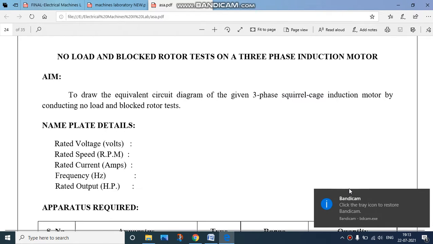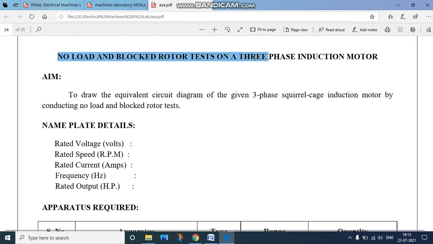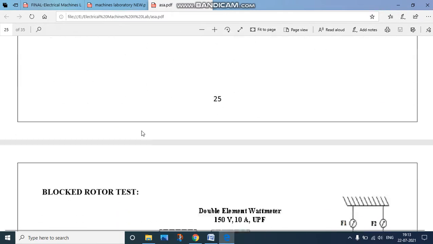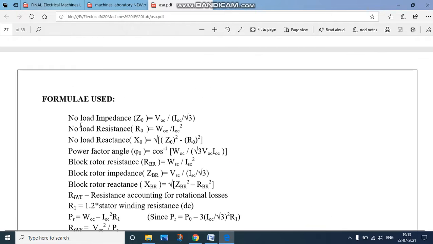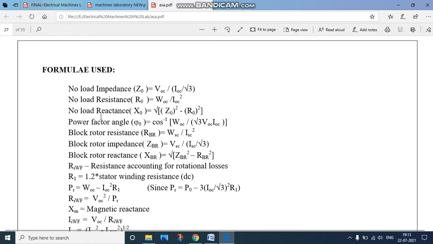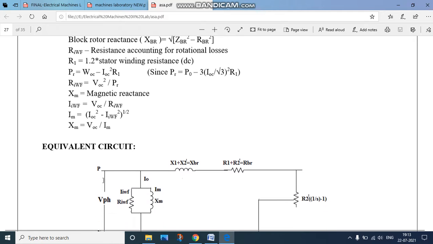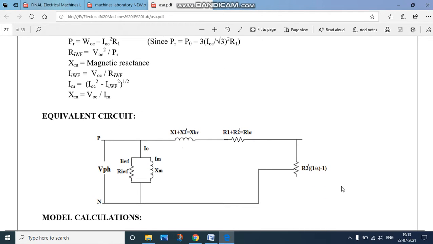We are going to see the experiment of no load and block rotor test on a 3-phase induction motor. The main objective of this test is to find the equivalent circuit diagram. In the equivalent circuit diagram, we are going to find the values of no load impedance, resistance, reactance, power factor, block rotor resistance, impedance, reactance, and all these things, and then by those values we can draw this equivalent circuit.